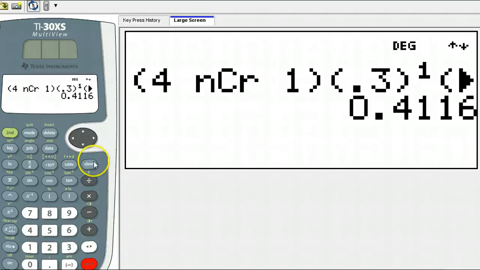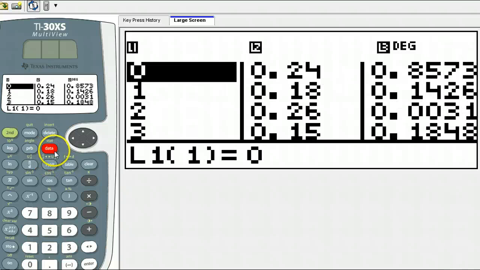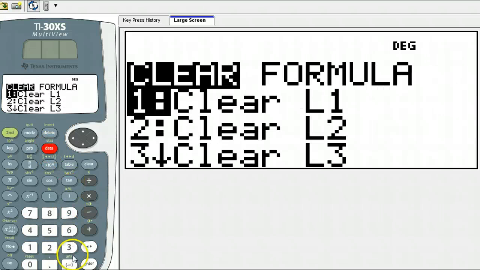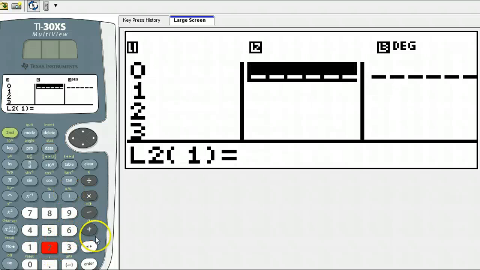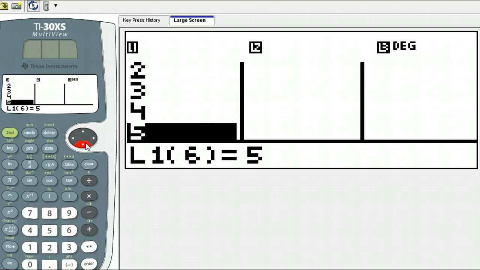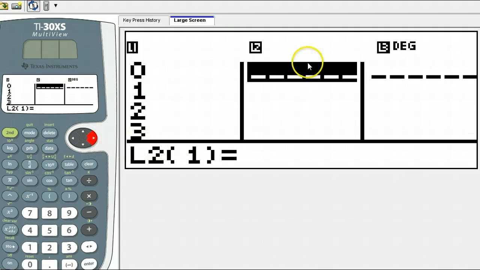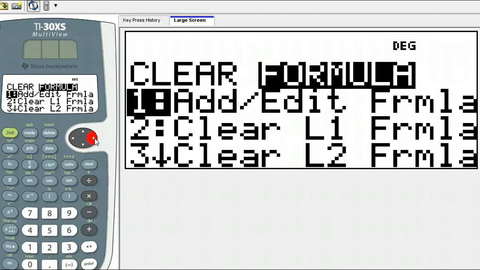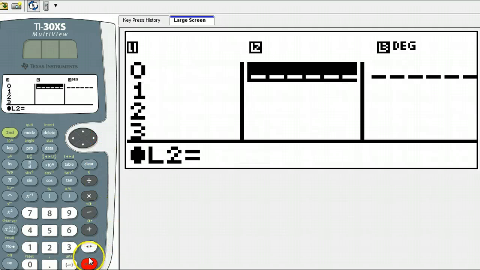Since we know it's a binomial situation, if you go to the table, we're going to have to clear out some stuff. So let's clear out list 3 first, and then list 2 second. Now list 1 is supposed to be 0 through 4. There's a 5 in there. I had to get rid of that. So there I go, 0 through 4. Now, for list 2, I'm going to use a formula to generate all these probabilities. So I head over to formula and add a formula.